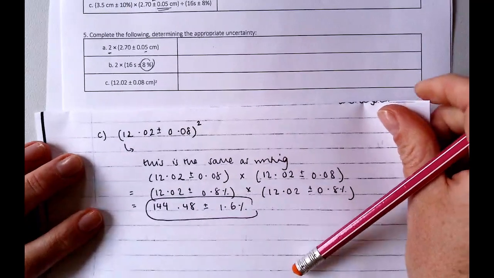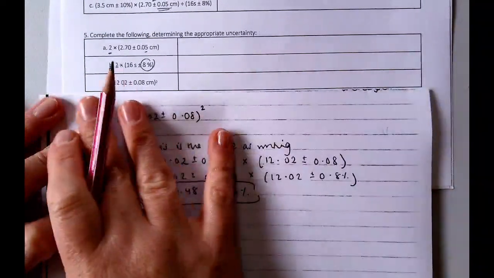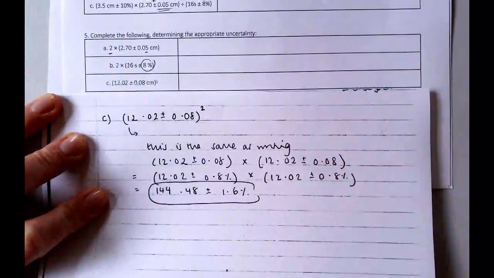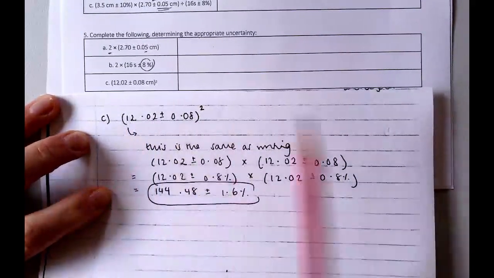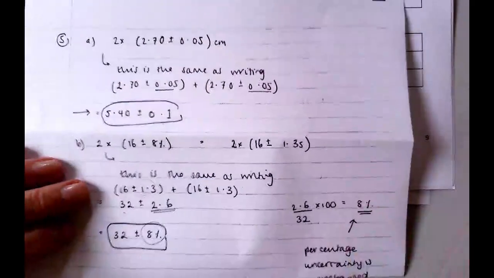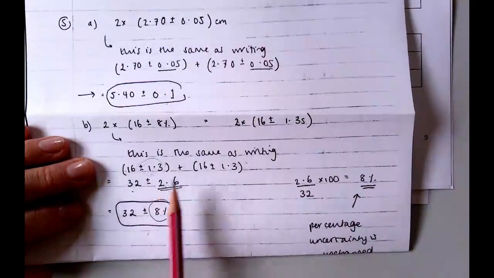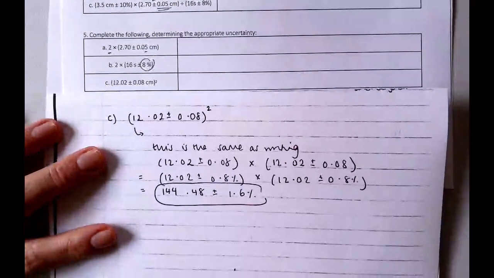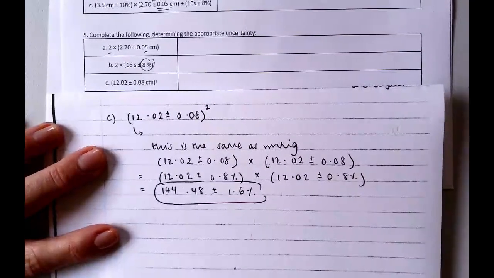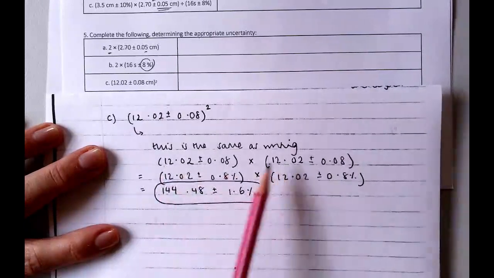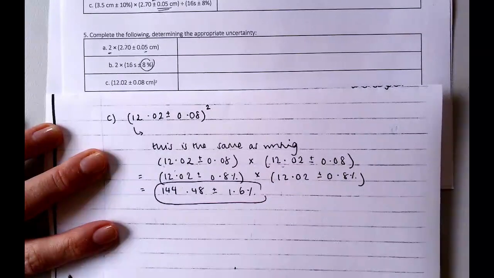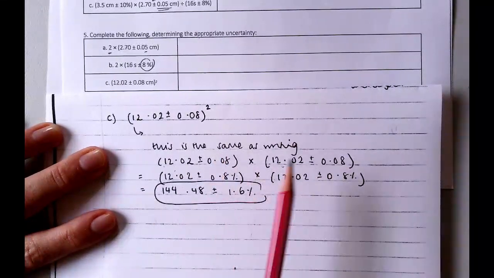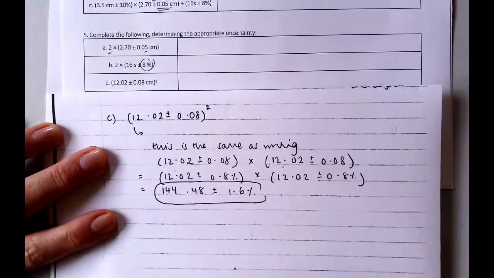In part C, we are squaring our value. Okay, so instead of this being like the previous one where we multiplied by a value and said that that's the same as adding that many of them, if we're squaring our 12.02, that's the same as writing out in full 12.02 multiplied by 12.02, and each of those has its own absolute uncertainty.